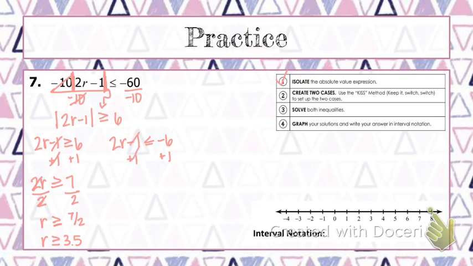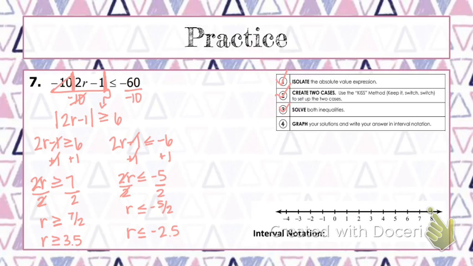All right, then we're going to solve the other one. Add 1 to both sides. 2r is less than or equal to negative 5. Divide both sides by 2, and we get r is less than or equal to negative 5/2. Once again, when we can write it as a decimal, it is easier to graph that way, usually, for most people. So we've created both cases, and we've solved both of them.